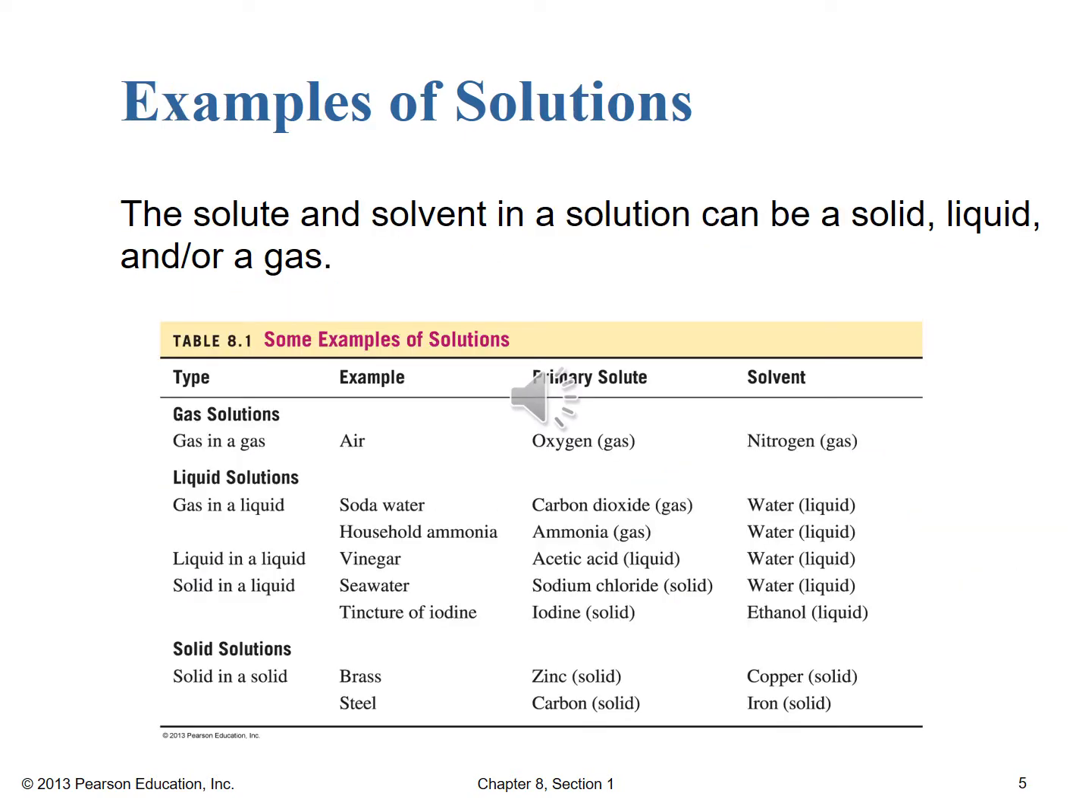Okay, table 8.1 gives us some nice examples of solutions, and as I said, the solute and the solvent in a solution can be liquid, solid, and or gas. So we tend to think about solid solutes dissolved in liquid solvents to give liquid solutions, but that's not all that's out there. Gas solutions, we can have gas in a gas, and the example I've already used is air, and again, its solvent is nitrogen, the gas that's present in almost 80%, and then oxygen is the primary solute because it's roughly the balance, the other 20%.